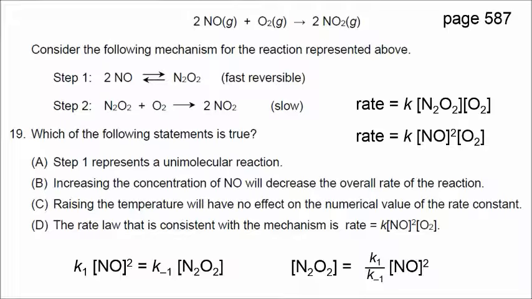Let's go ahead and talk about why A, B, and C are wrong. Step 1 involves 2 molecules of NO, so it's bimolecular, so it cannot be A. If you increase the concentration of the reactant, NO, it's definitely going to speed up the reaction. It's going to make it go faster. And if you raise the temperature, that normally makes the rate constant go up as well. We've talked about that. So correct answer for 19 is D.